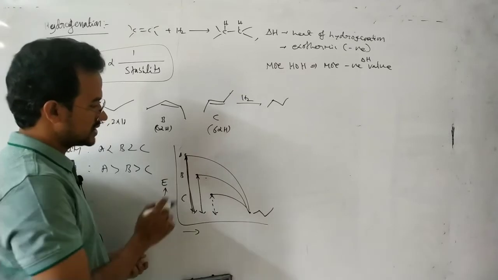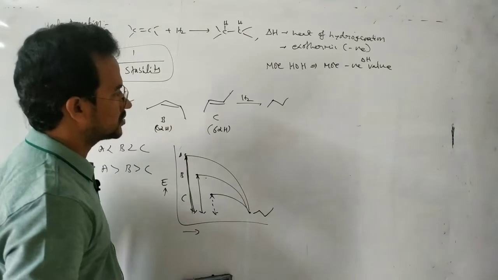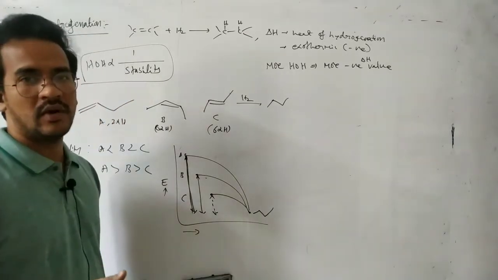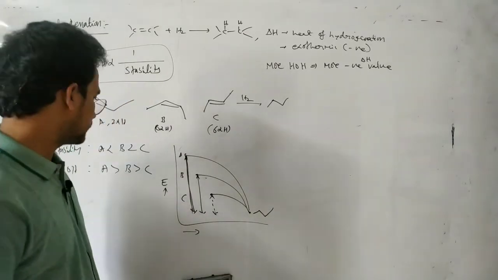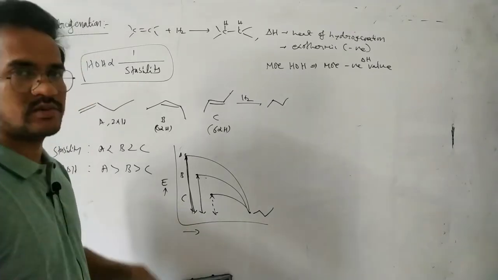That means a less stable alkene has more heat of hydrogenation, which means a more negative value. So heat of hydrogenation is inversely proportional to stability.